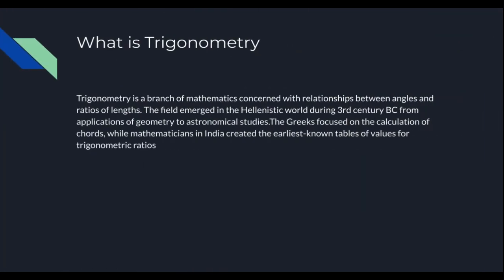Now, what is trigonometry? Trigonometry is a branch of mathematics concerned with the relationships between angles and ratio of lengths. The field emerged in the Hellenistic world during the 3rd century BC from applications of geometry to astronomical studies. The Greeks focused on the calculation of chords, while mathematicians in India created the earliest known tables of values for trigonometric ratios.